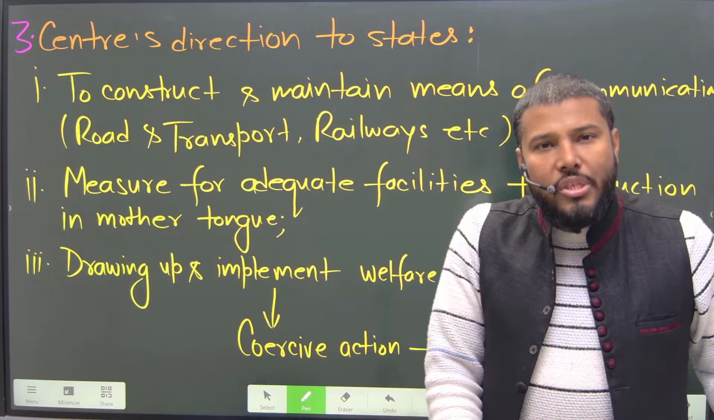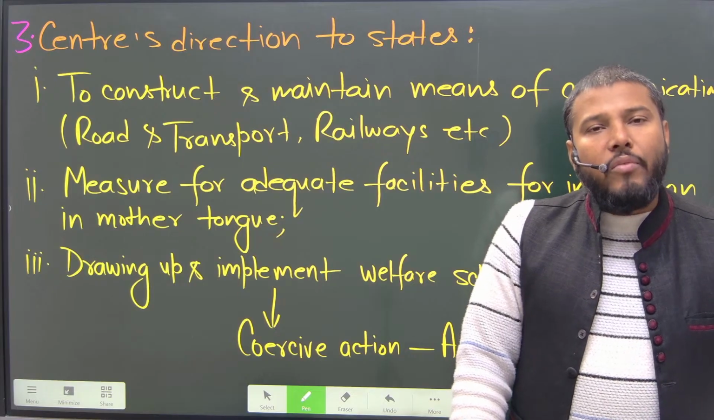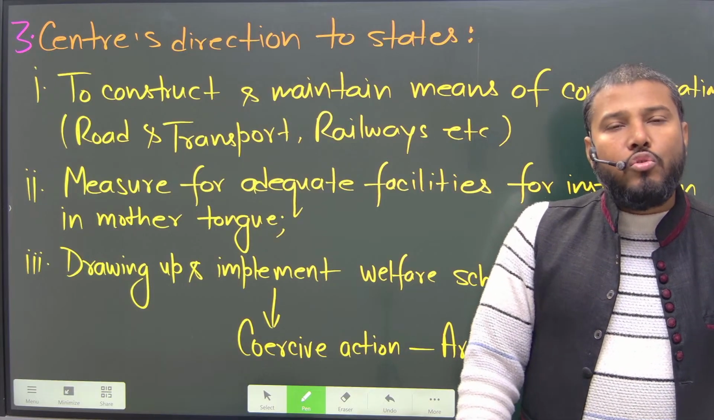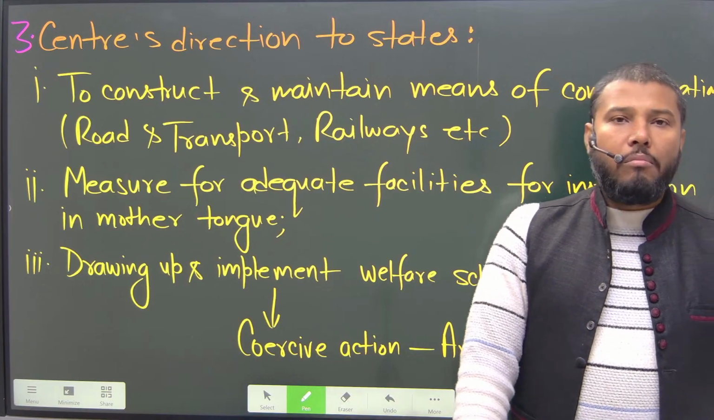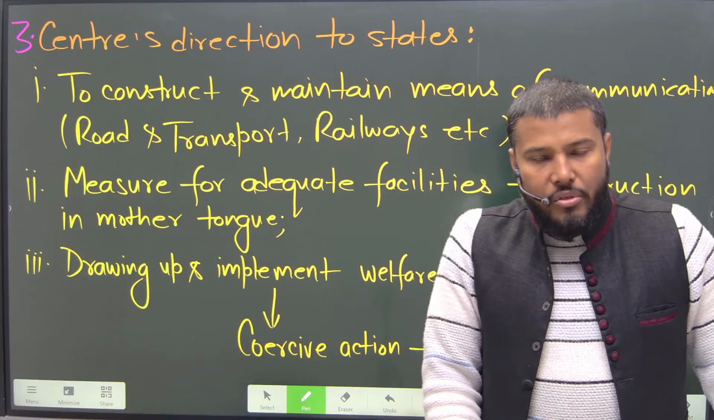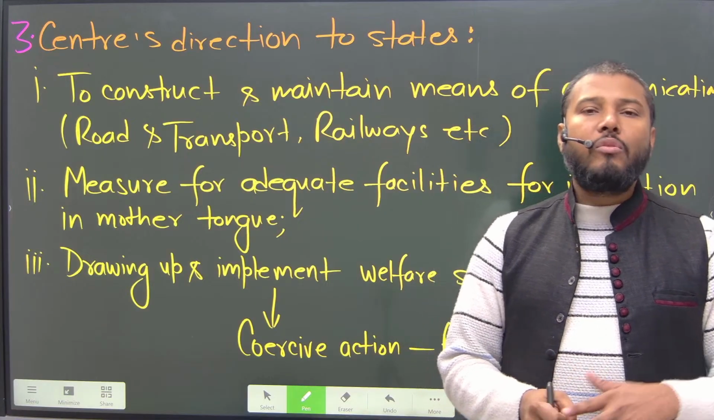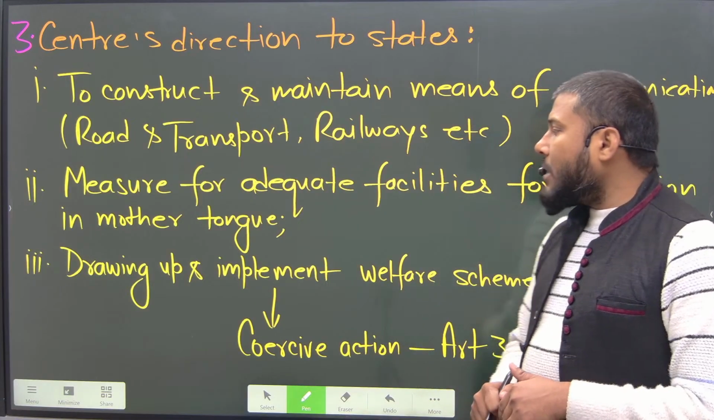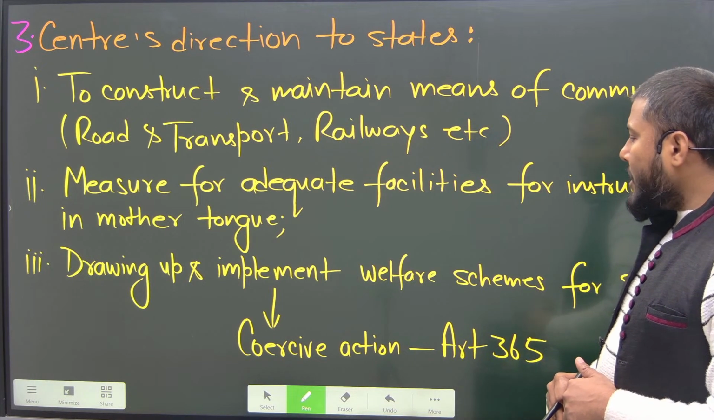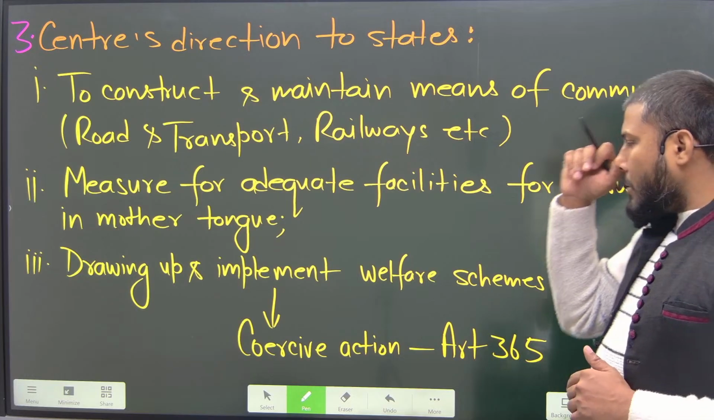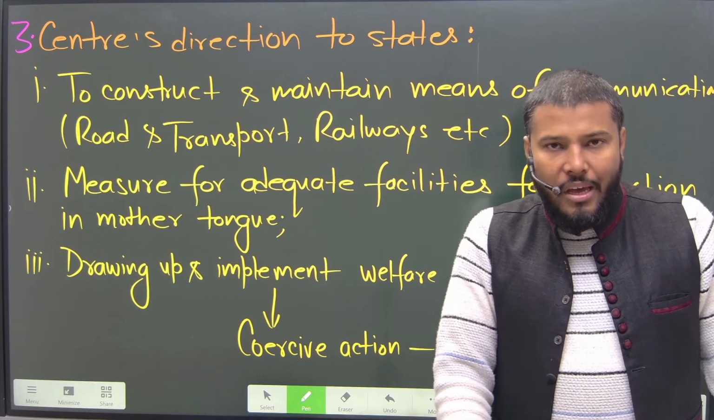और अगर स्टेट गवर्नमेंट ऐसा करने में नाकाम रहती है, if the state government is not able to provide the adequate facilities for the instructions to be provided in the mother tongue in the state government schools, then the central government can take action. Central government आपको पता है आर्टिकल 356 के अंदर प्रेसिडेंट को पावर है कि वो प्रेसिडेंट रूल इम्पोज कर सकता है. At the same time, drawing up and implementing welfare schemes for the scheduled tribal people. The scheduled tribe people which are there in various states, they are living, right?